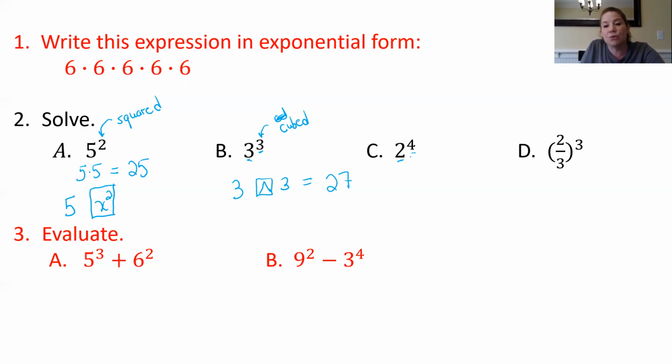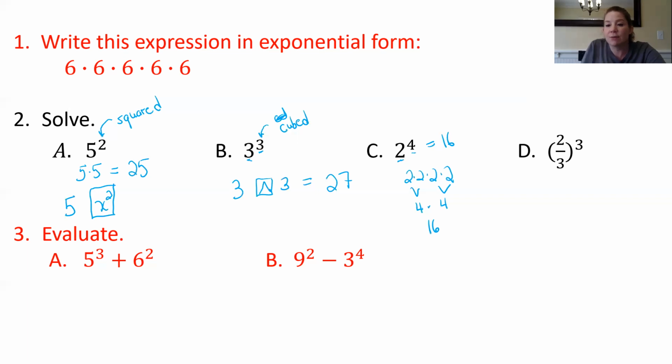All right, letter C, 2 is our base, 4 is our exponent. So I would say 2 to the 4th power, or I could say 2 raised to the power of 4. So this is 2 times 2 times 2 times 2. 2 times 2 is 4. 2 times 2 is 4. And 4 times 4 is 16. So 2 to the 4th power is 16.